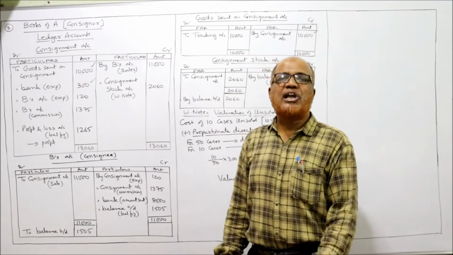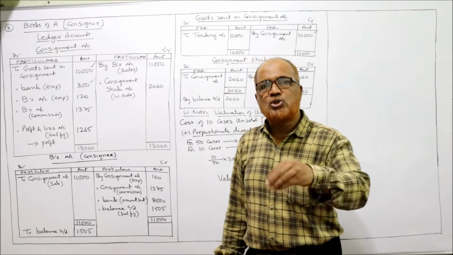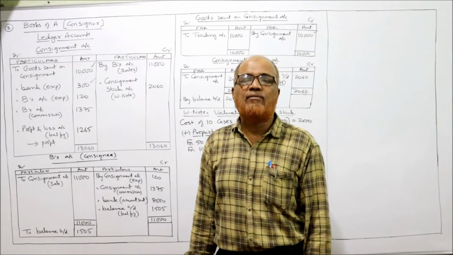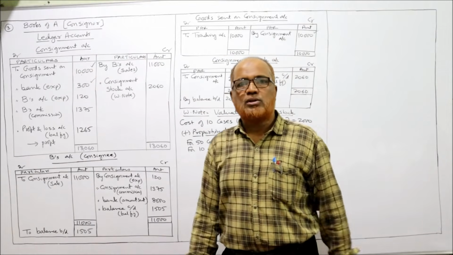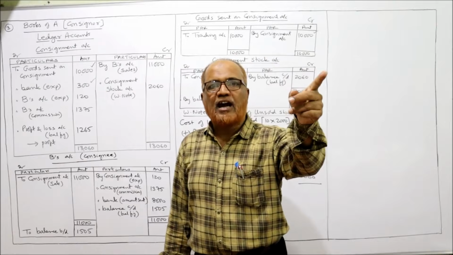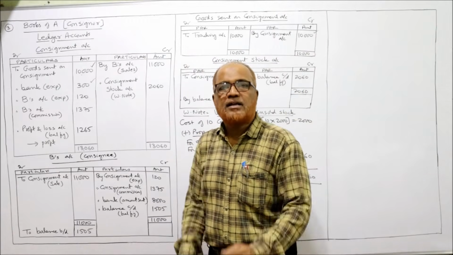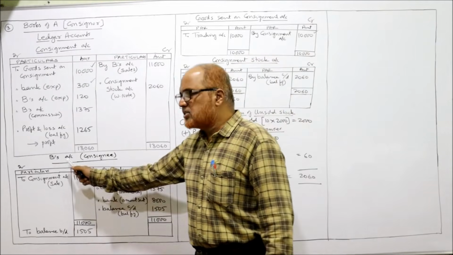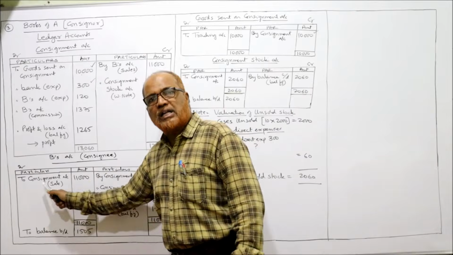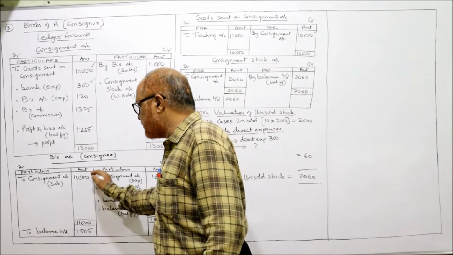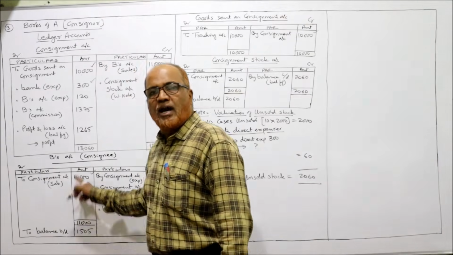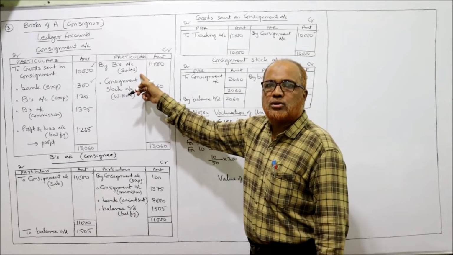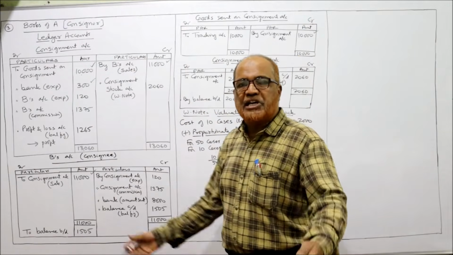The third entry, sale proceeds. The consignee has sold the goods. How many cases? 40 cases he has sold for rupees 11,000. So entry will be consignee account debit to consignment. Consignment account should be credited. Consignee should be debited. So consignee is B. So B's account is debited to consignment sale 11,000. To consignment account sale 11,000. And consignment account should be credited by B's account. By B's account 11,000. Come on, sale entry completed.